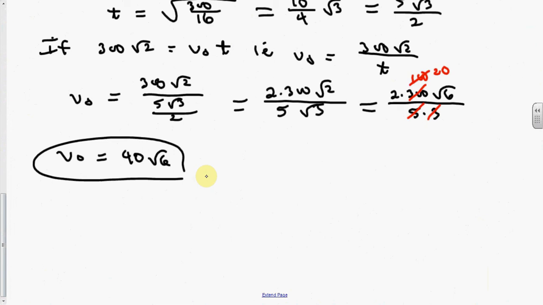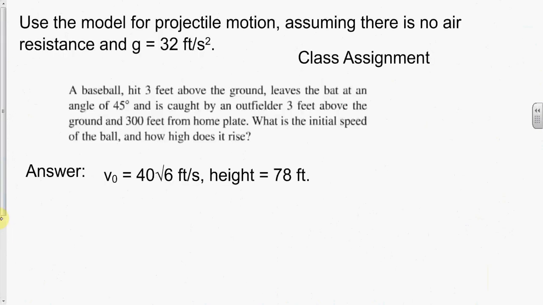I'm going to leave that with you. I'm going to move on. Look, I can give you the answer, show you that, so you know what you're working toward. So that maximum height is going to be 78 feet. So when you work that out, that's what you'll get.